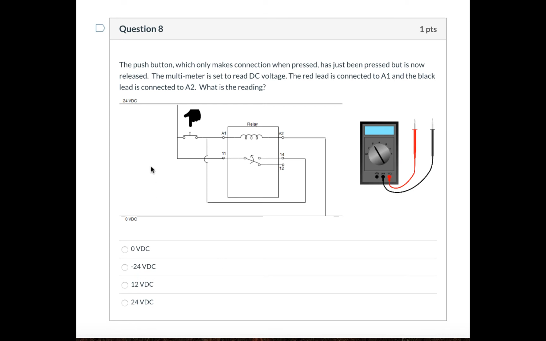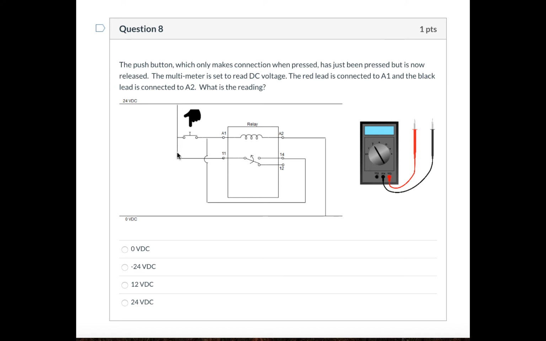Question 8. The push button, which only makes connection when pressed, has just been pressed and is now released. The multimeter is set to read DC voltage. The red lead is connected to A1, the black lead is connected to A2. What is the reading? So this is the same situation as before, except now this has been released. Now remember, once this has been released, this relay is still latched on.